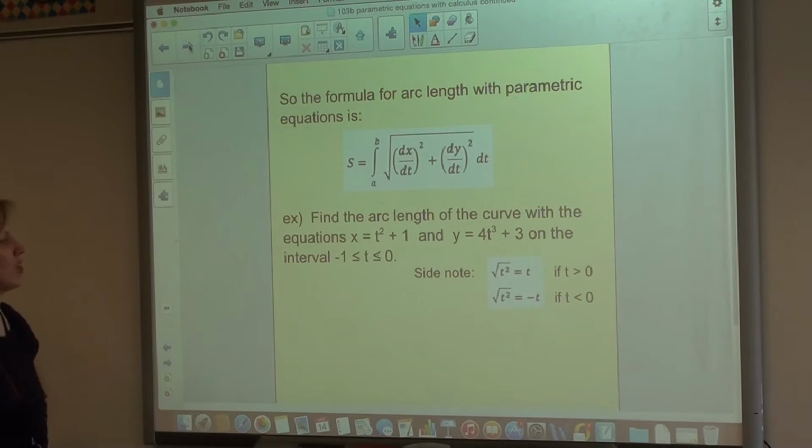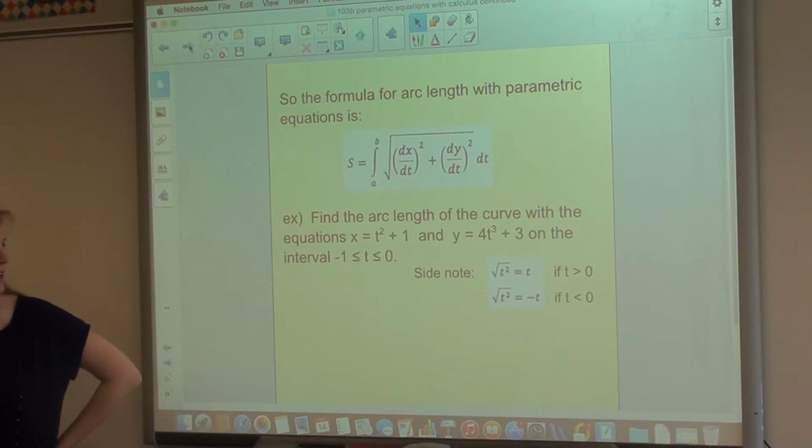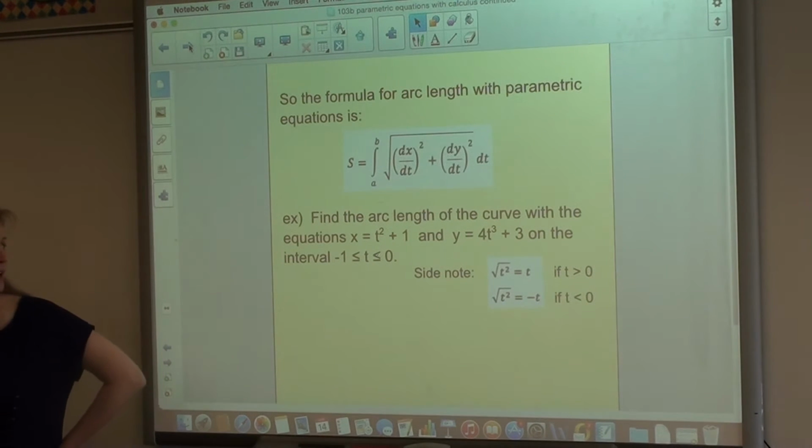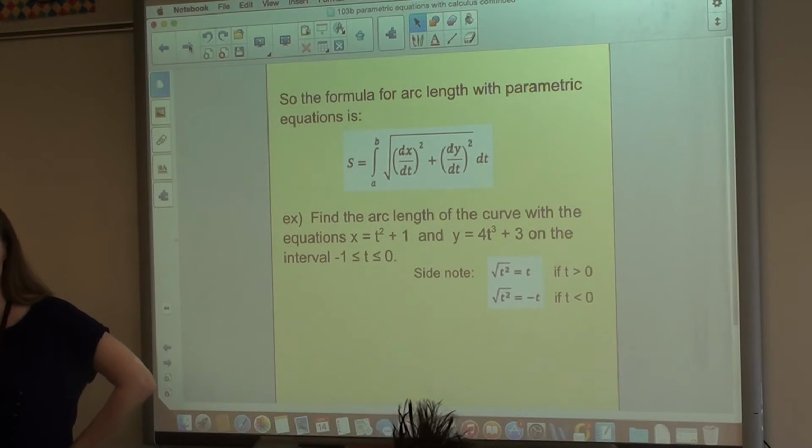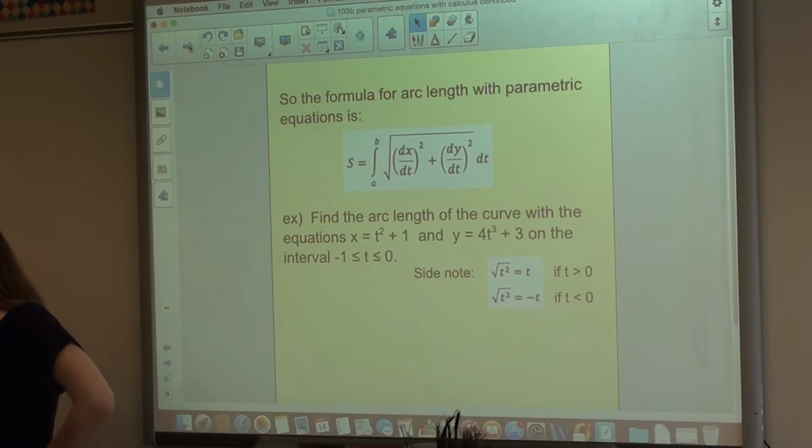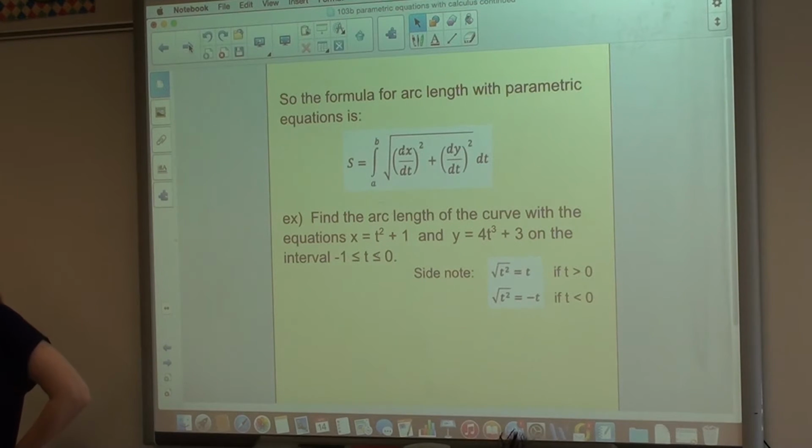Okay, so you've got your formula. We're going to find the arc length of the curve with the equations x equals t squared plus 1 and y equals 4t cubed plus 3 on the interval from -1 to 0. This is a good, solid, meaty integral. I want you to do it with no calculator. Meaty. All right? It's very possible on your test you might have a calculator for this. However, we all know that part of this is to prepare us for the AP exam, and we all know that you will be doing lots of integrals without a calculator on the AP exam. Why not practice now, right? Okay, so take a few minutes, set it up, integrate.